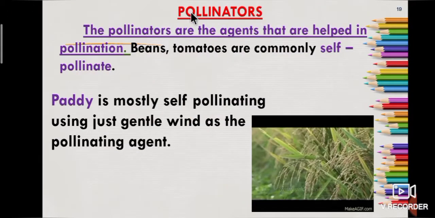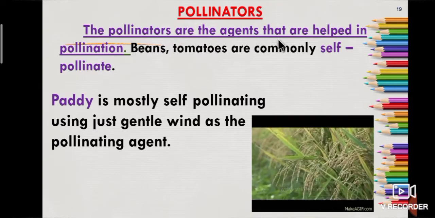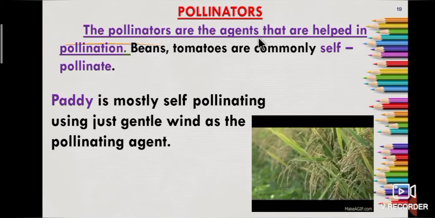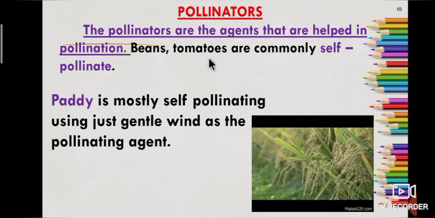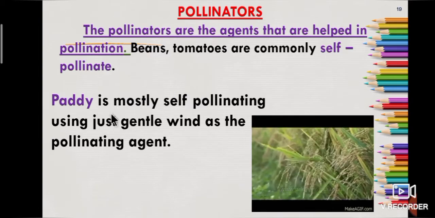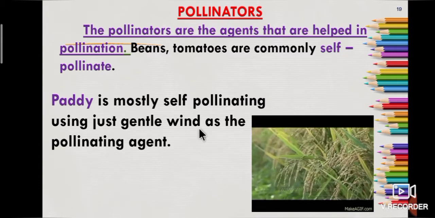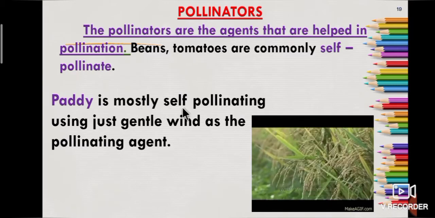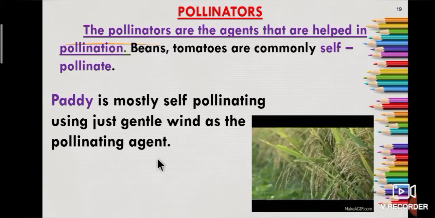Now we are going to study about pollinators. The pollinators are the agents that help in pollination. Beans and tomatoes are commonly self-pollinating. For example, paddy is mostly self-pollinating, using just gentle wind as the pollinating agent.